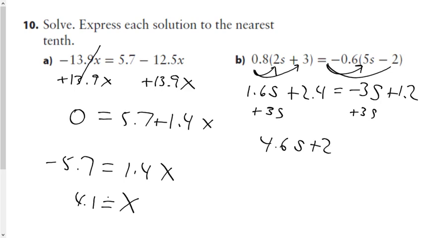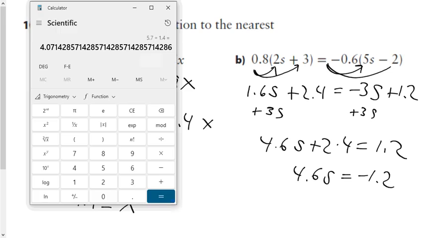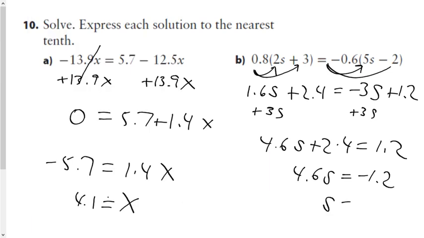4.6s plus 2.4 equals 1.2. I'm going to subtract 2.4 from both sides. I get 4.6s equals negative 1.2. I'm going to divide both sides by 4.6. So negative 1.2 divided by 4.6 equals, keeping that to the nearest tenth, what's my answer going to be? Approximately negative 0.3. So s equals approximately negative 0.3.